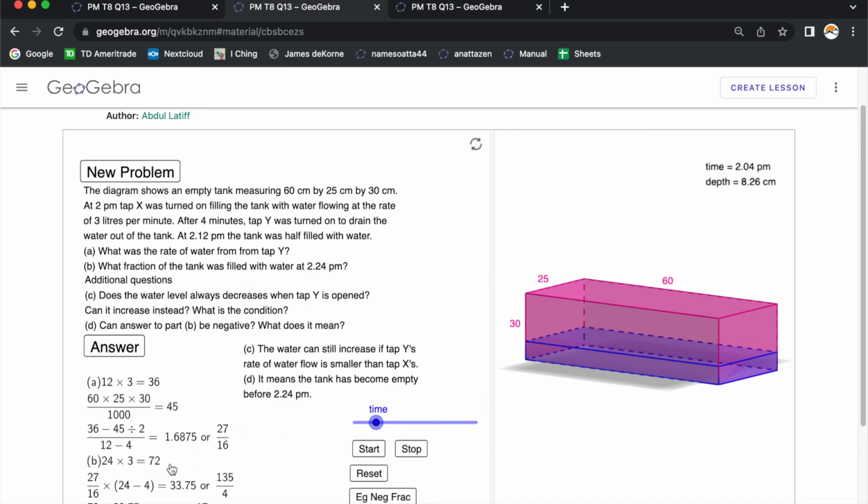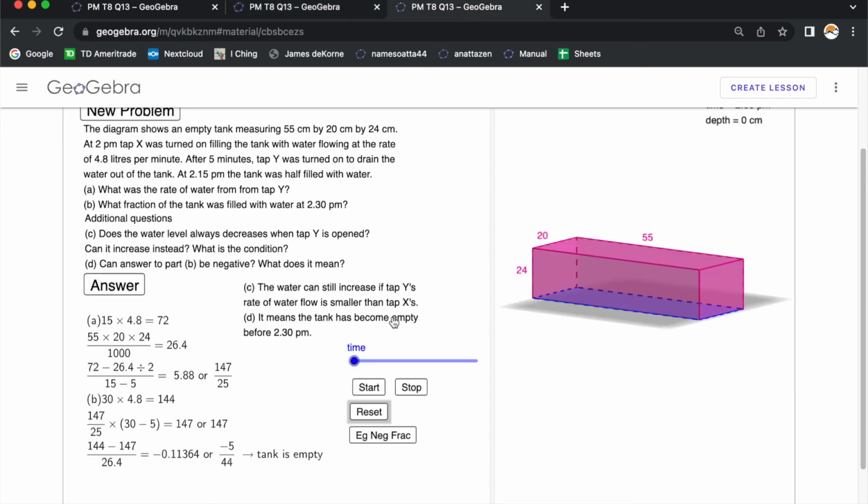Right? Why is that so? It is because the rate for tap Y is 1.68. It is smaller than tap X. Alright, so even though it is open, there will still be a net inflow into the tank, but now it is at a slightly smaller rate than initially, right? Because some water will be flowing out. Right, and let's take a look at the last case. Right, this one is interesting. You'll find that for part B, you'll get a negative answer. Okay, let's take a look at the simulation and see what happens.